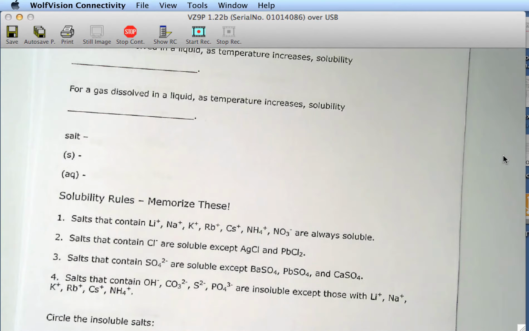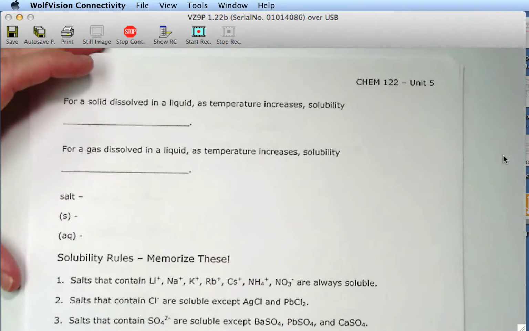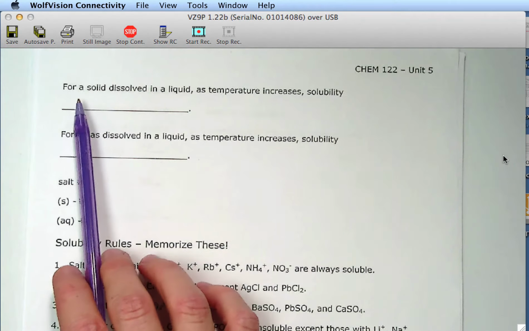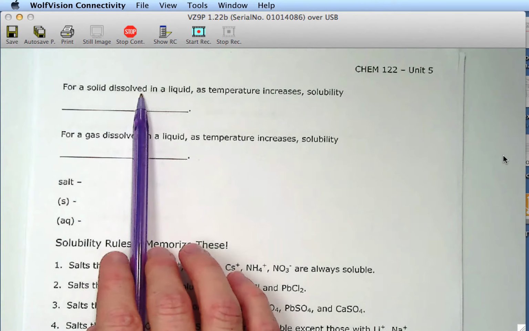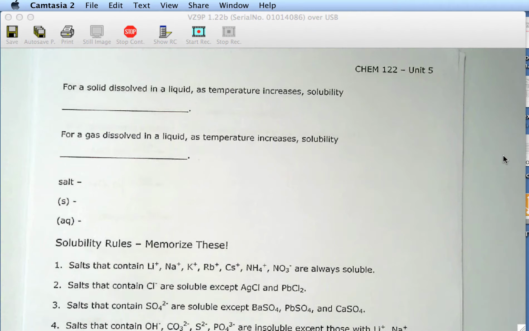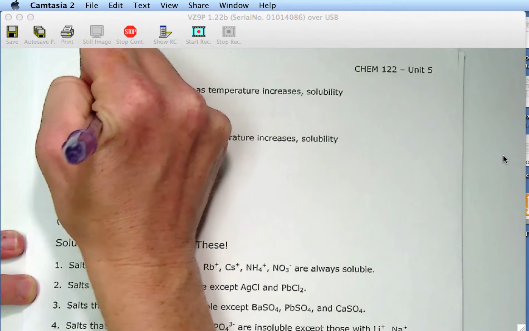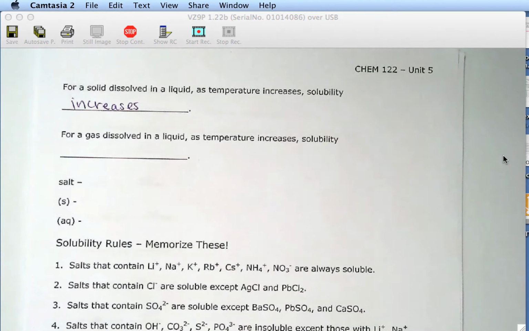So, on the next page, I have these general things that you can think of. When you have a solid dissolved in a liquid, as temperature increases, solubility increases. That is definitely the case with sugar. As you heat up the butter, maybe your recipe calls for that, or the water, or whatever, you're going to be able to add more sugar as the temperature increases.